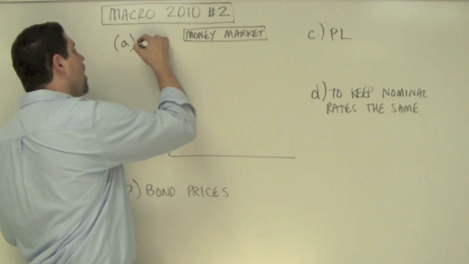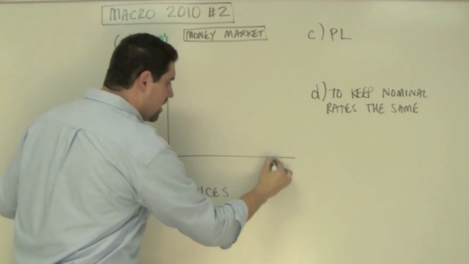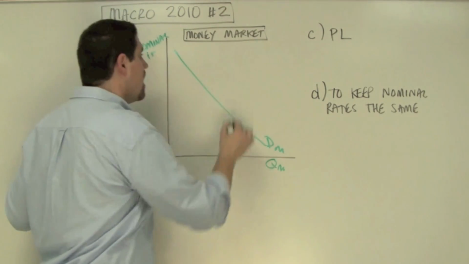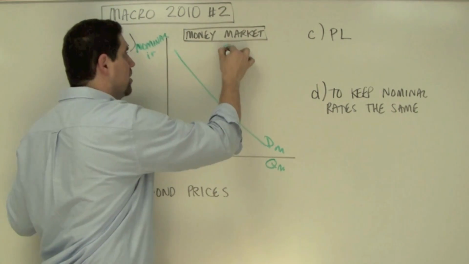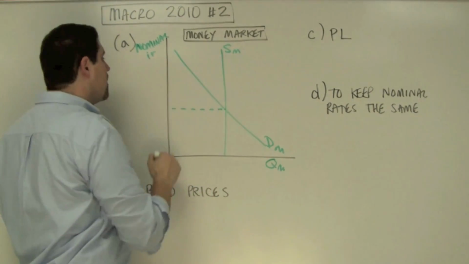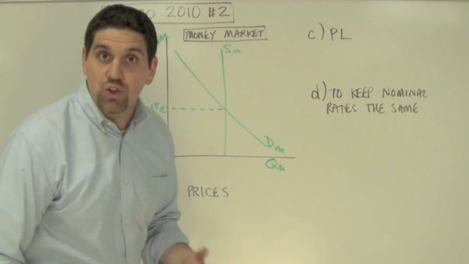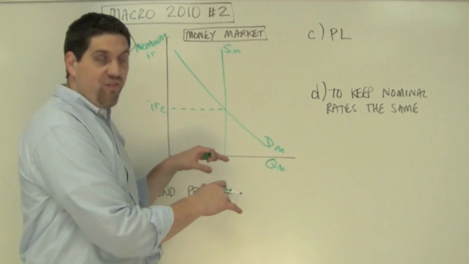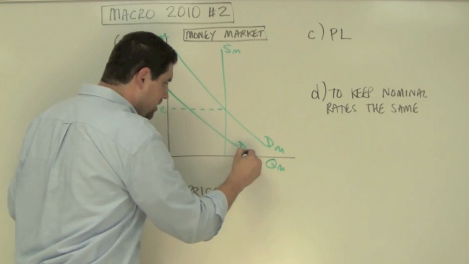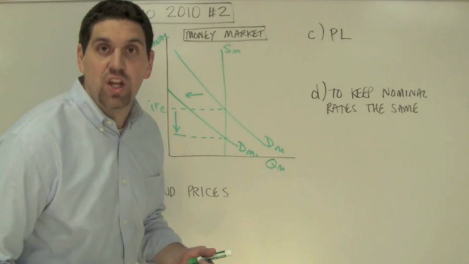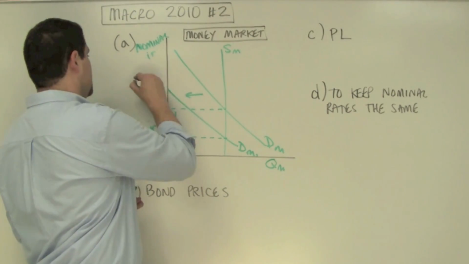So the money market has nominal interest rates, quantity of money, a downward sloping demand for money, and a vertical money supply curve. Together they come up with the equilibrium nominal interest rate. This question actually told you what happens. It told you the demand for money falls. So that means there's a decrease in demand, and the new nominal interest rate is lower. So this graph and the shift are worth 1 point each, so 2 points.